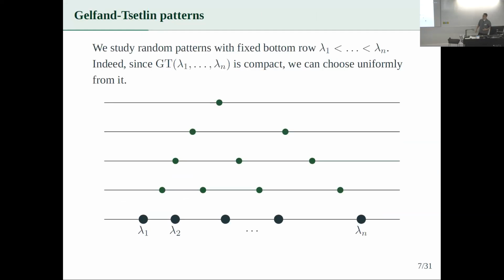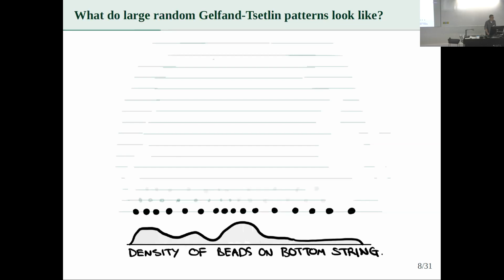So we want to study random patterns that are chosen uniformly from the set of patterns with a fixed bottom row, lambda 1 up to lambda n. And the natural question to ask is, how do these patterns behave macroscopically when we send the number of beads along the bottom row to infinity according to a certain density? So suppose I have tons of beads along the bottom row, and there's a certain density of these beads. How does the pattern behave? What's the overall shape of the pattern?